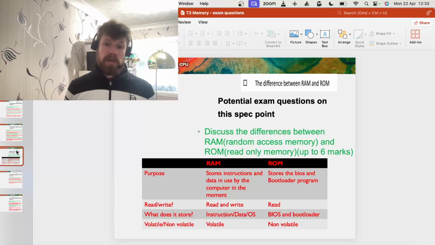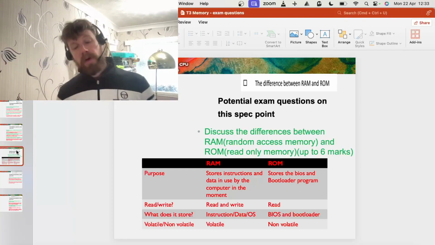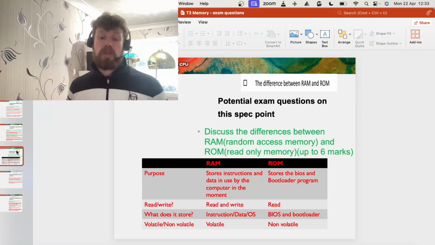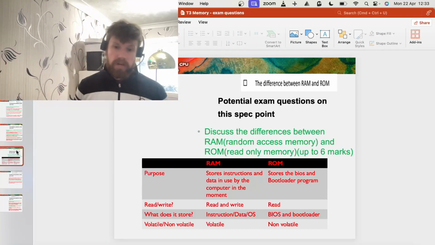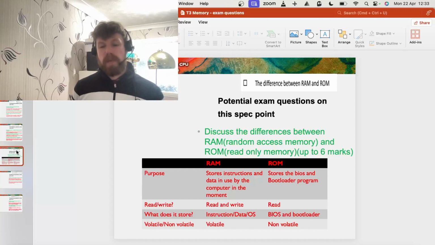The next spec point is the difference between RAM and ROM. What I've tried to do on this one is, this could be quite a long question of up to about 4 to 6 marks. So I've given you the purpose of each of them, whether you can read and write, and also some of the other things like what it stores and whether it's volatile or non-volatile. And it's just a nice, easy to remember table.